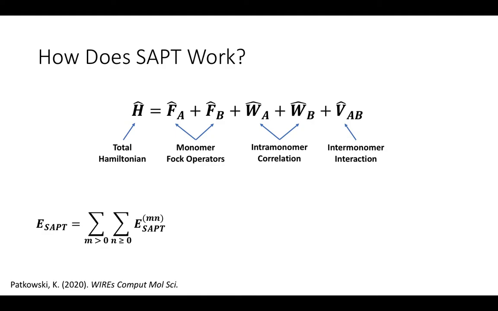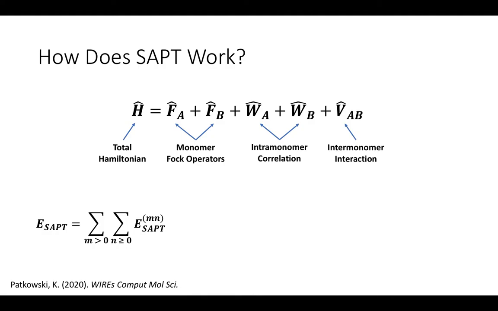So anyway, when we go about solving this perturbation series, we get a total SAPT interaction energy. And because it's a perturbation series, and specifically a double perturbation series, we get many different terms to form the total interaction energy, indexed here by m and n, the order in the inter and intra perturbation series.